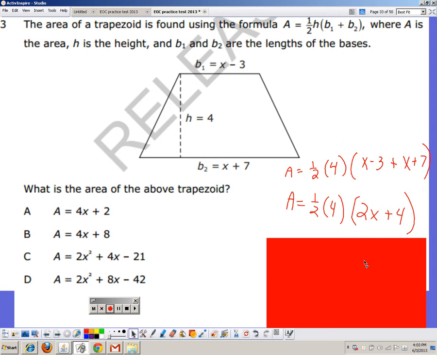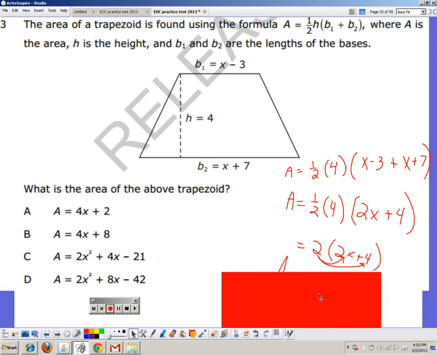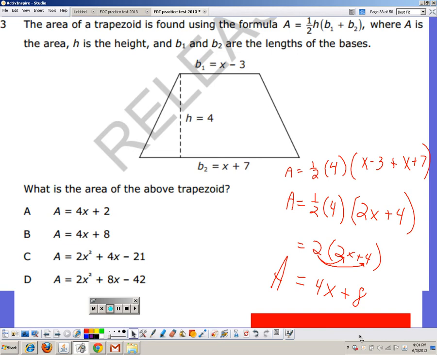Now we're going to simplify. 1/2 of 4 is 2. So we have 2 times 2x plus 4. We have to do distributive property. So 2 times 2x is 4x, and 2 times 4 is 8. So we get area equals 4x plus 8, and the answer is B.